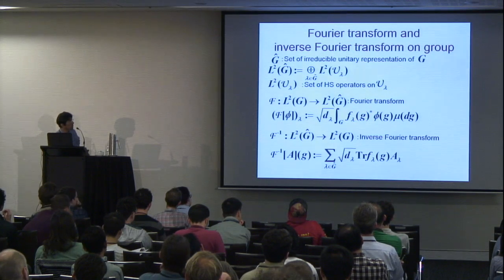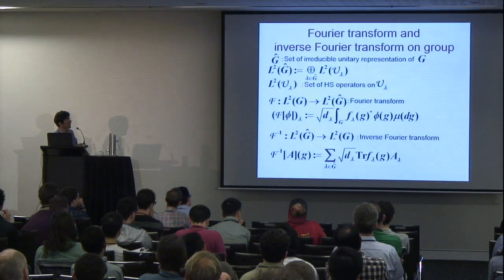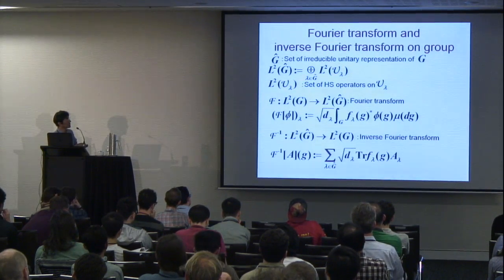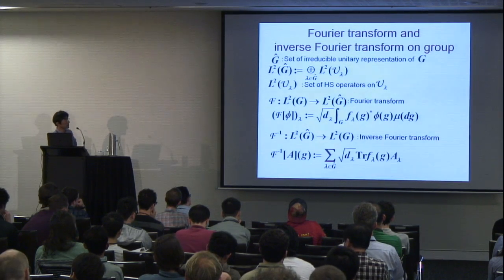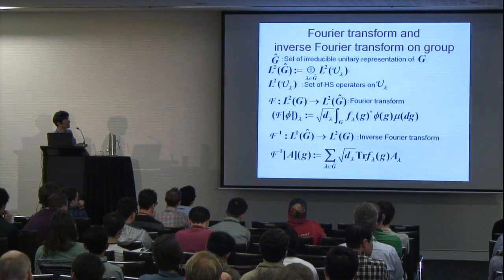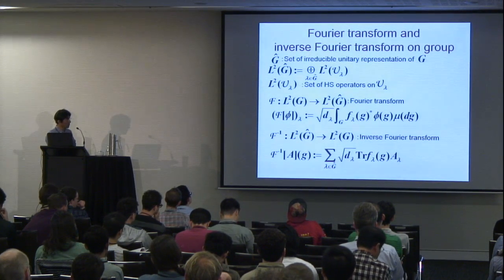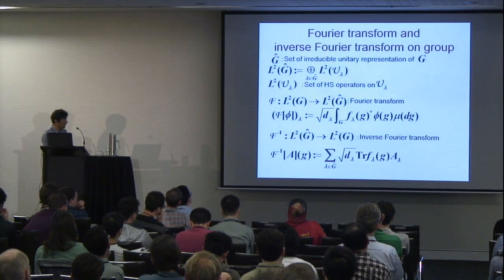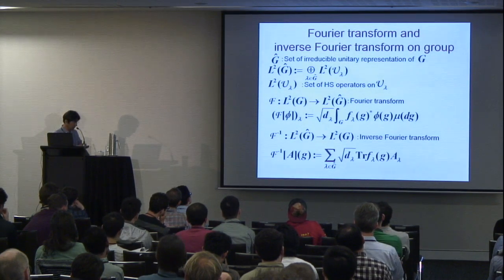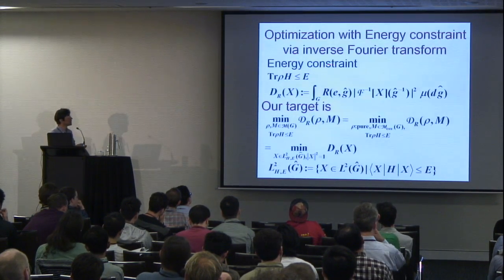So for each lambda, this one gives a matrix on the Hilbert space, and we have to consider its direct sum product. So there is a matrix, and we have that direct sum product. This is our notation, and also we consider its inverse map. This one is called the inverse Fourier transform. So essentially, this tool is very, very important for the following discussion.